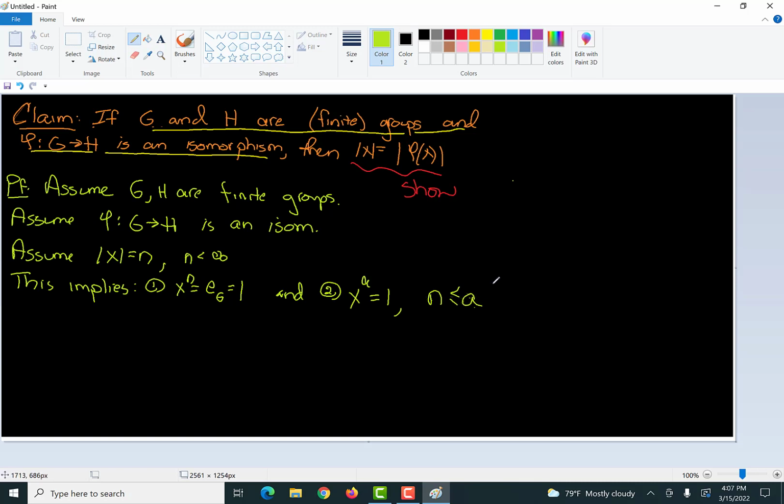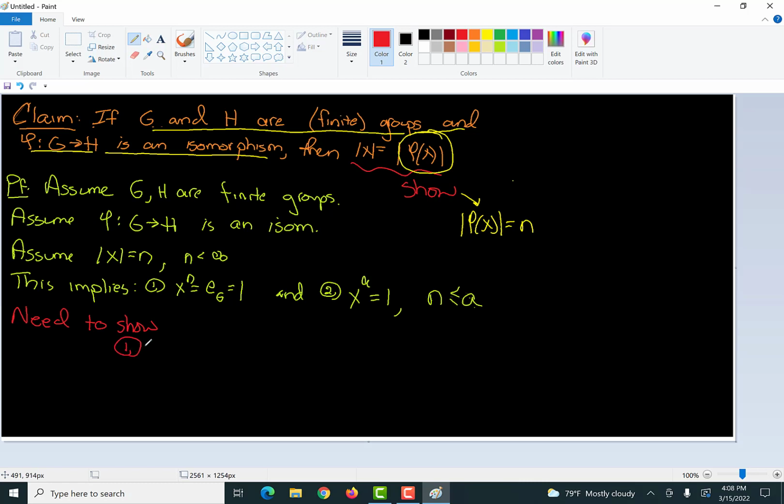Okay? So now we're really interested in showing that phi of x has order n. That's what we need to show at this point. All right. So again, to show that, and this is where I'll leave you, you need to show, again, these two properties of being the order.